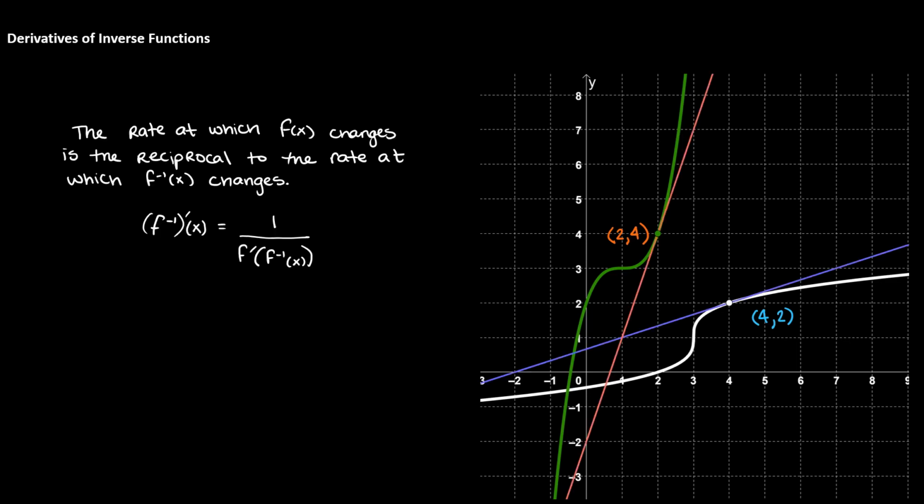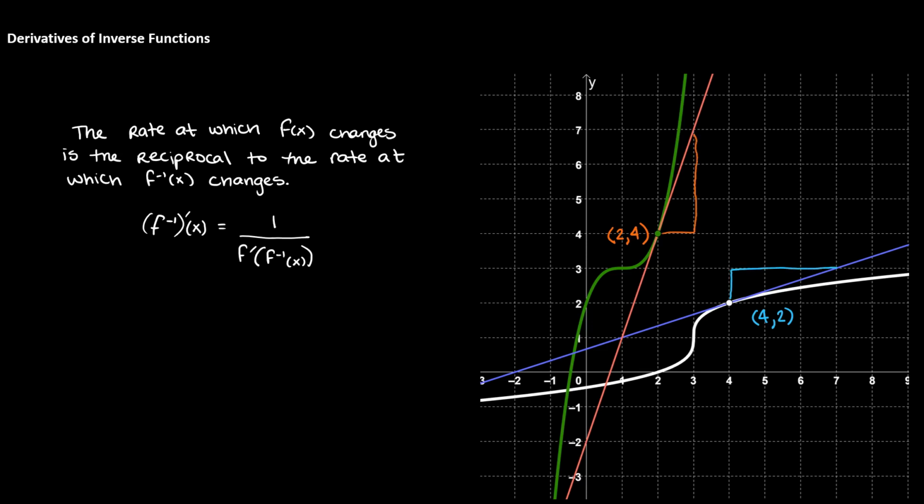functions. The rate at which our original function changes happens to be the reciprocal of the rate that the inverse changes, and graphically we can kind of justify why. We have a tangent line to f drawn at the point (4, 2), and we have a tangent line to f inverse drawn at the point (2, 4). These two lines are not parallel, they're not perpendicular, but they do have reciprocal slopes.